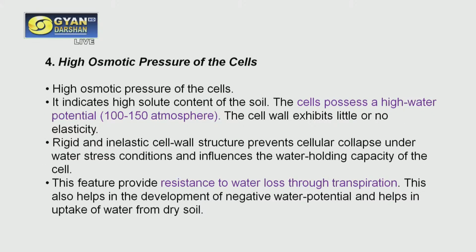4th point is high osmotic pressure of the cells. That means high solute content of the cell. The cell possesses a high water potential, 100 to 150 atmospheres. Rigid and inelastic cell wall structure prevents cellular collapse under water stress condition. And it also influences the water holding capacity of the soil. And all these actually help the plant to resist water loss through transpiration.